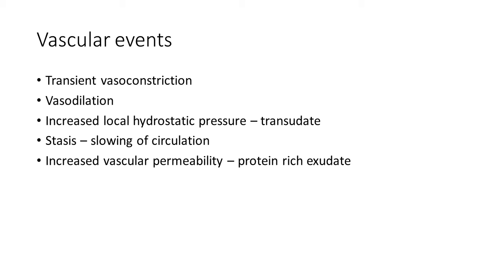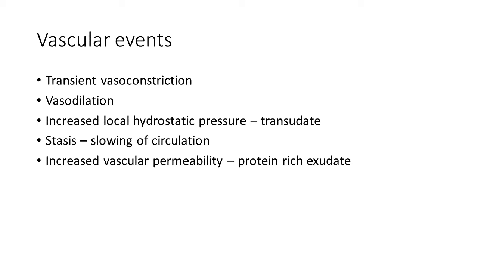This altered vascular permeability needs a little more elaboration. In the initial stages, the escape of fluid is due to vasodilation and consequent elevation in pressure that we saw already, and this fluid is transudate in nature, but subsequently there is increased vascular permeability and characteristic protein rich exudate appears.